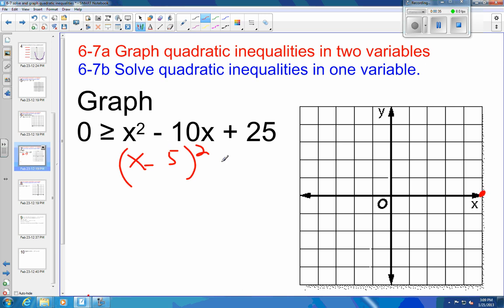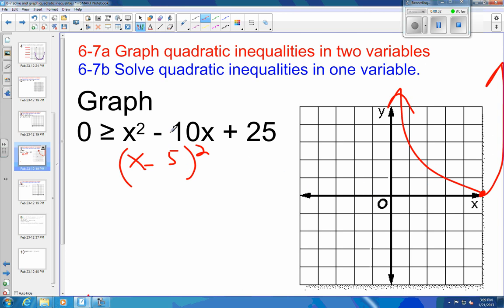It's a parabola and it's facing up. So I know I'm coming up here and I'm up here. And then we want to know which way we're graphing it. And we want all of our stuff that is less than 0. So that's probably going to be the stuff that's down below here.